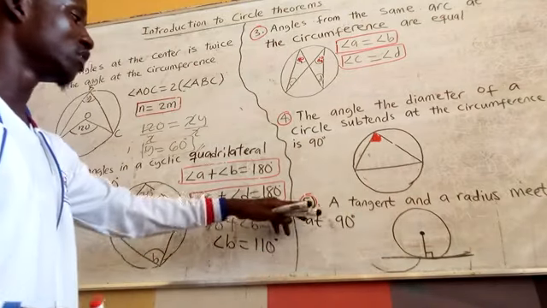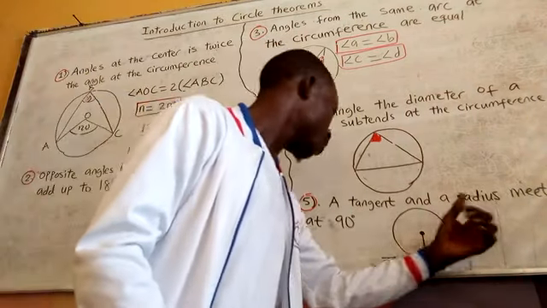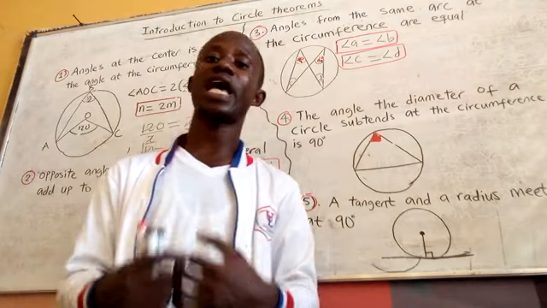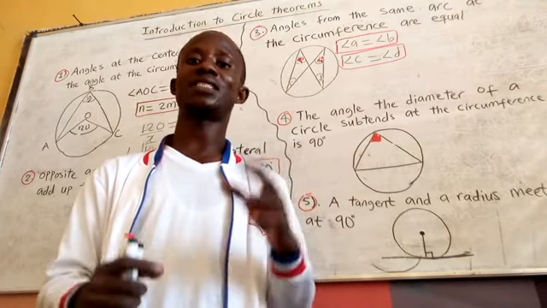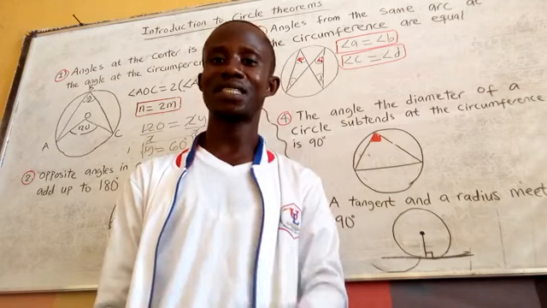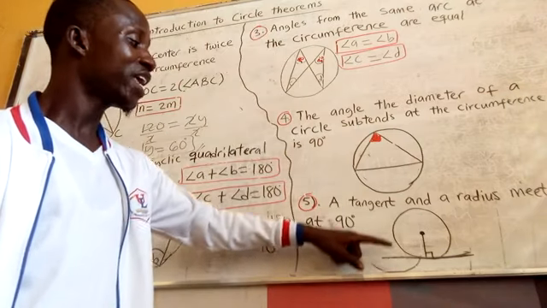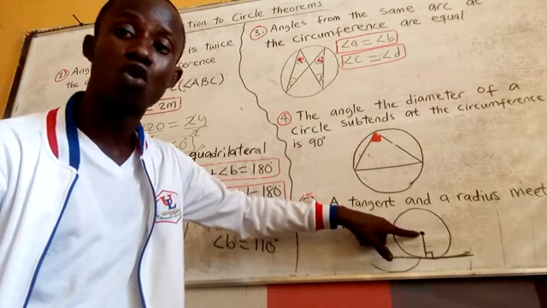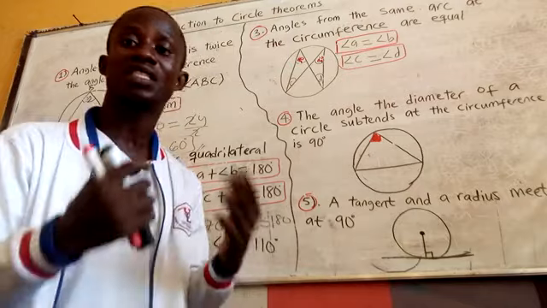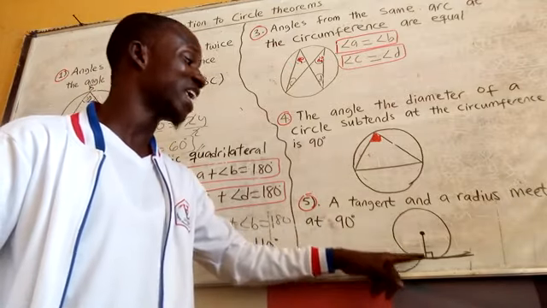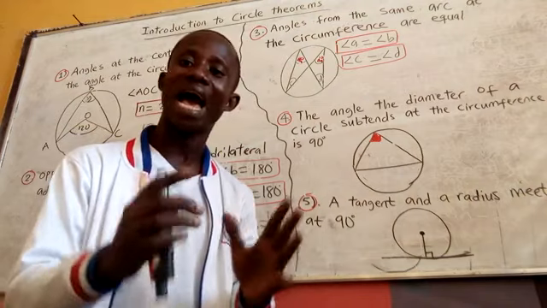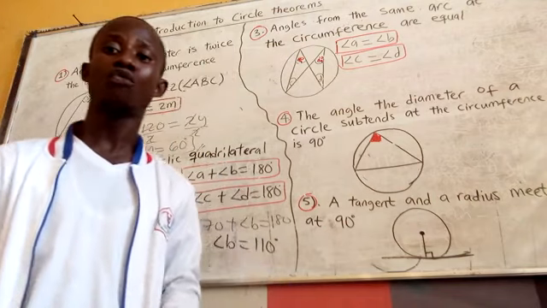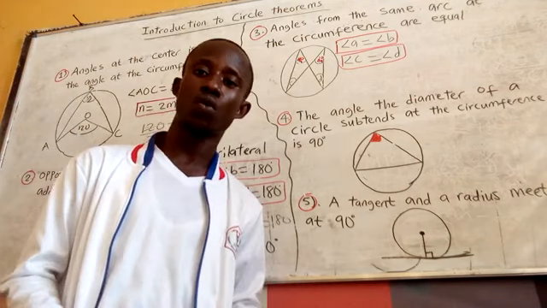So let's move to the fifth theorem. A tangent and a radius meet at 90 degrees. A tangent line, I told you, is a line that touches the circle at exactly one point, and that point is called the point of tangency. So we can see that the tangent line here is touching the circle at exactly one point. But we have the radius moving from the center of the circle that is perpendicular to the tangent line. So both the radius and the tangent line meet at 90 degrees. So this is the fifth theorem. So let us move to our next two theorems.